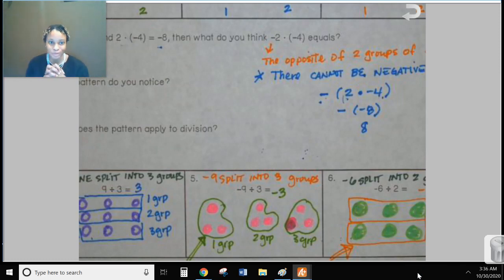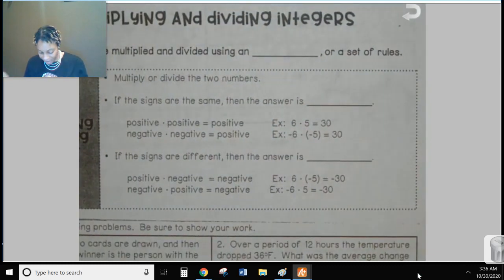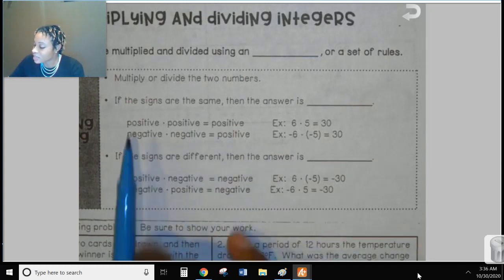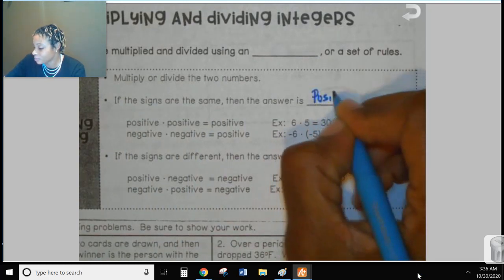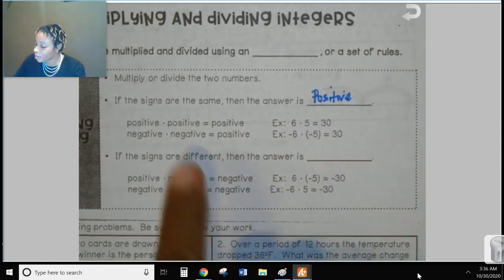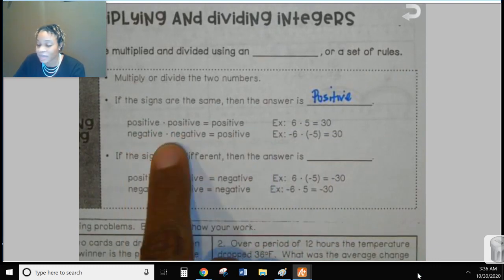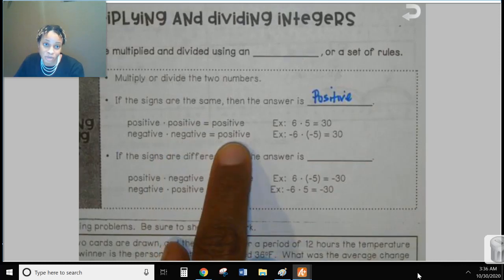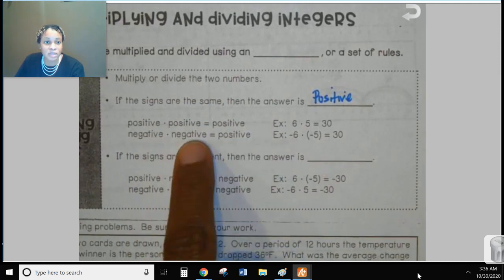You guys love rules. You're always trying to make up some rule. So what pattern did you see? Hopefully, I hope you saw this pattern. And here's a little brief table, multiplying or dividing. It says if the signs are the same, then the answer is positive. Okay, so a positive times a positive gives you a positive. A negative times a negative will give you a positive. Same with division. A positive divided by a positive is a positive. A negative divided by a negative is a positive.